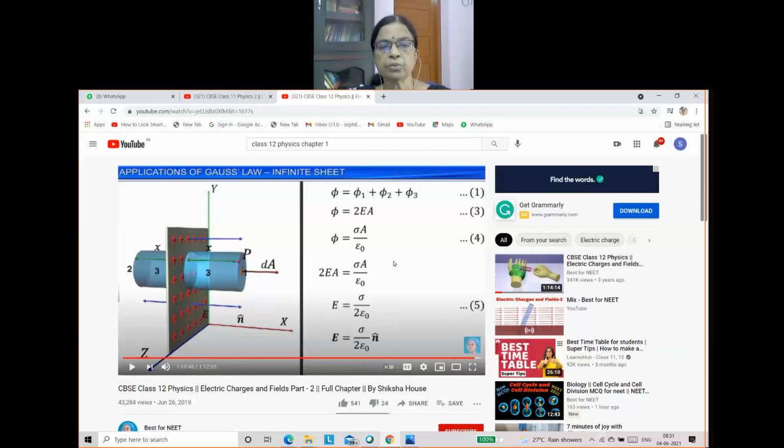How do you derive? First find flux through all the three surfaces, and the curved surface flux is 0.